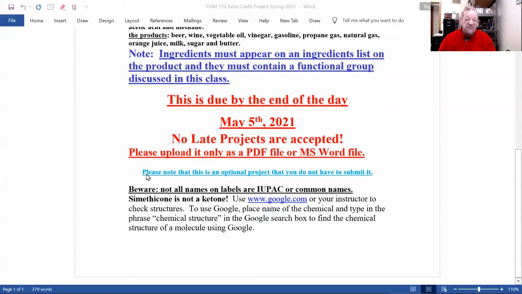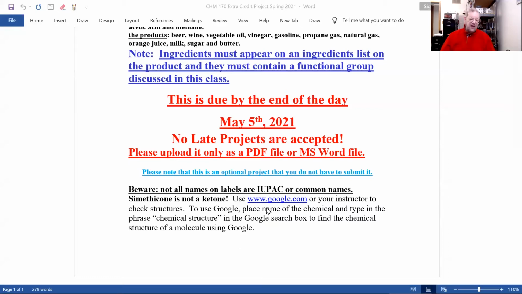Now, this is important. Beware. Not all names on labels are IUPAC or common names. Simethicone, you say, oh, O-N-E ending. Ketone. No, it's not a ketone. Simethicone is a trade name or common name for a silicone compound.